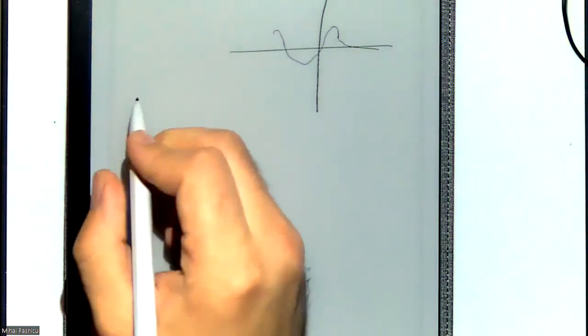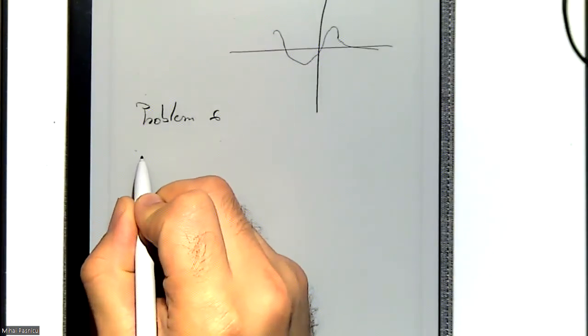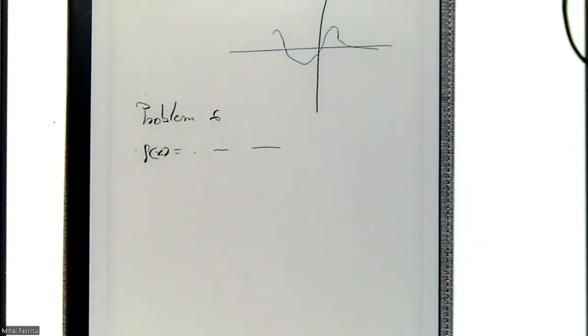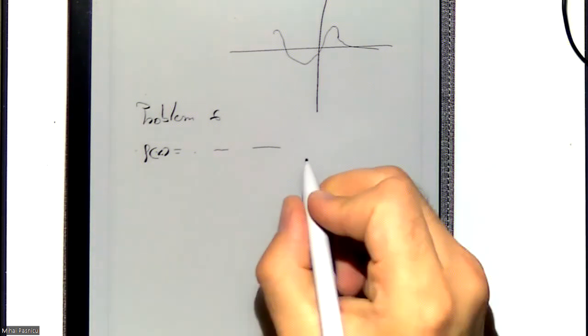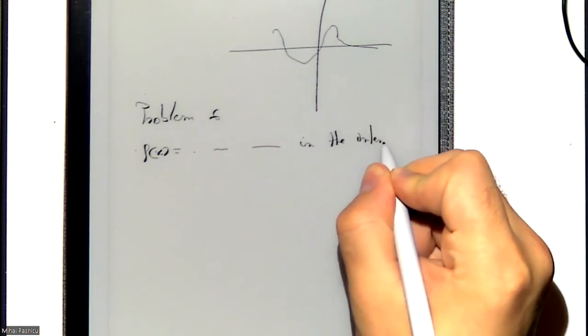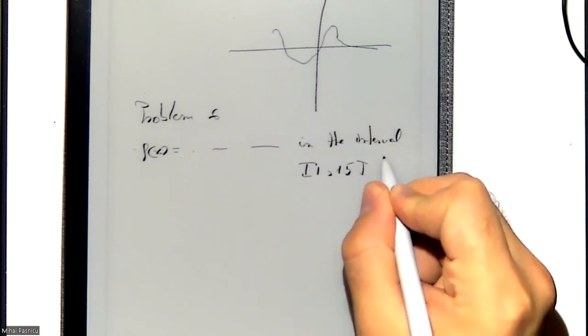Okay, have you guys figured it out? How to do it? As I said, I'm not lying. That's problem number 6. It's one line. Explain why the function f of x, blah, blah, blah, in the interval 1, 15 has a max.